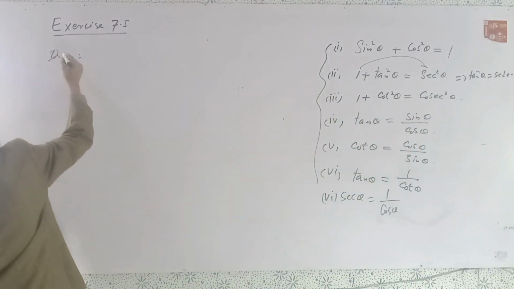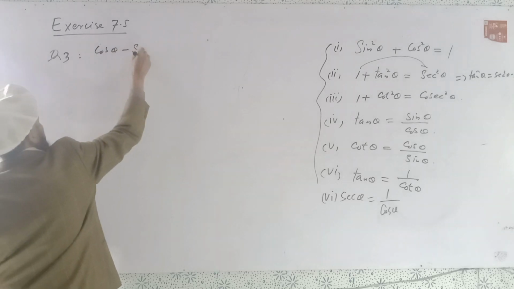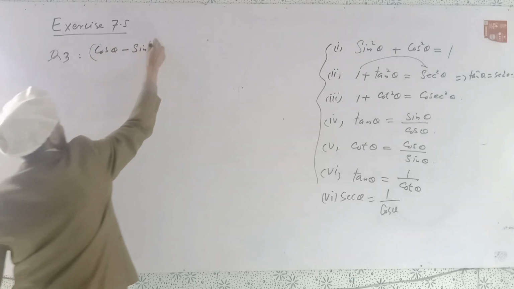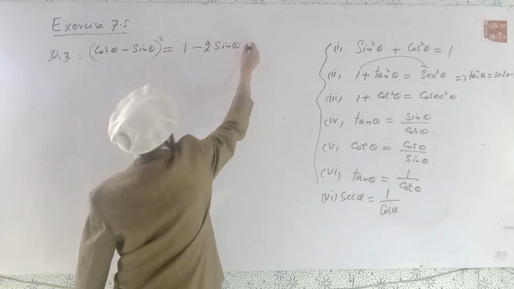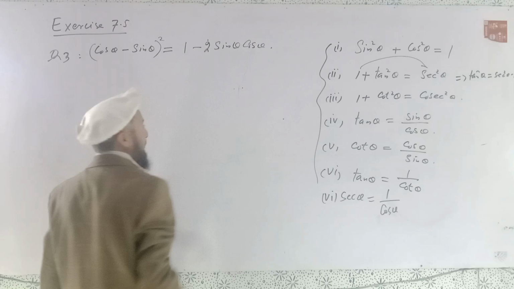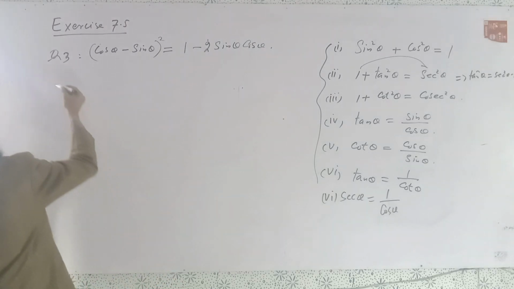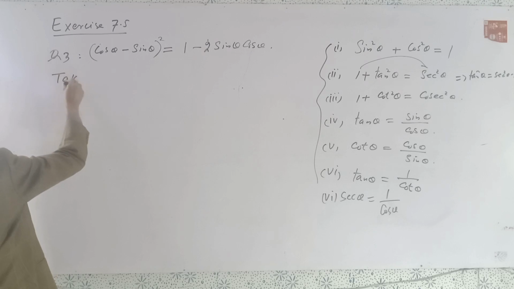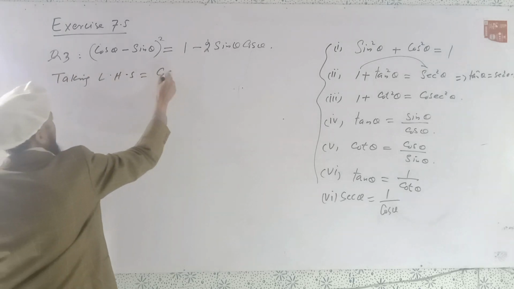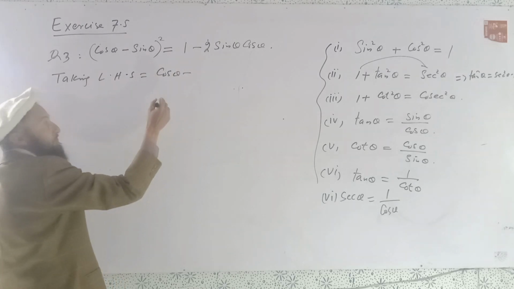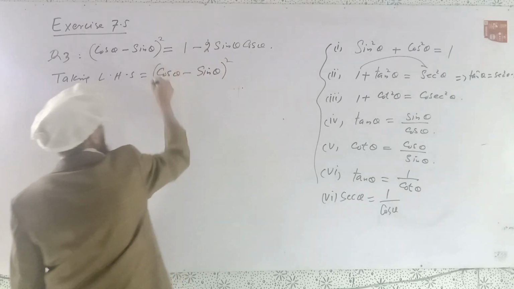Question number 3. Cos theta minus sin theta whole square is equal to 1 minus 2 sin theta cos theta. We want to prove this one. Taking left hand side: cos theta minus sin theta whole square.